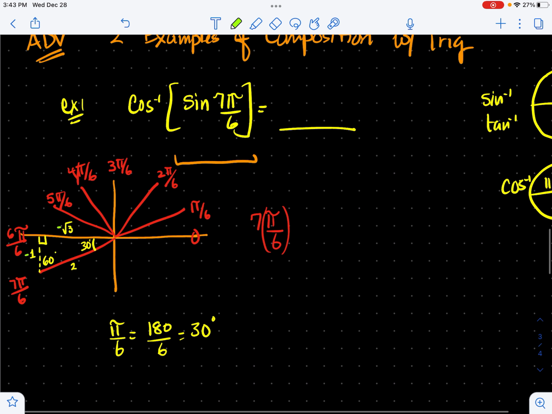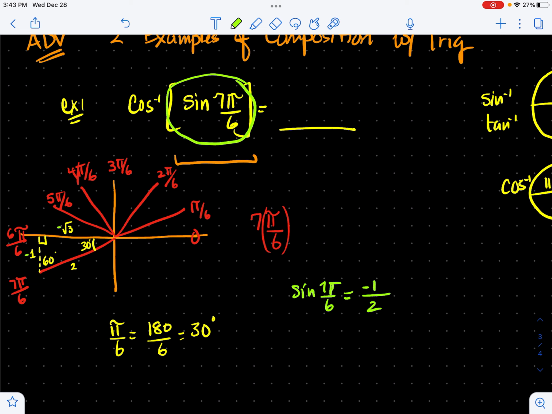So what's the value of sine 7 pi over 6? Sine 7 pi over 6. That's opposite over hypotenuse, and negative 1 over 2. So that's negative half, which means this is negative half. Hence, we are now into a new question. That's the new question now. Cosine inverse of negative half, because we found the answer to this one.